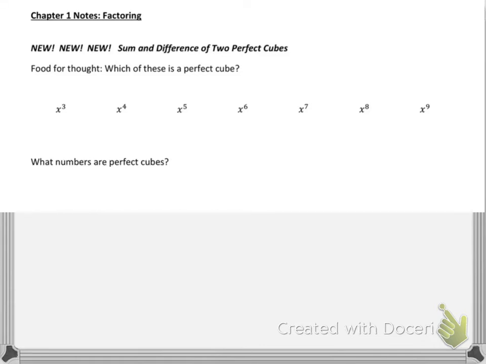Welcome to this video on factoring the sum and difference of perfect cubes. Let's get started. First, let's look at which of these variables with exponents is a perfect cube.